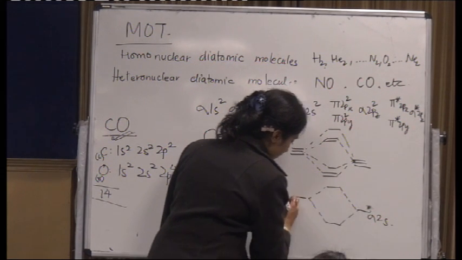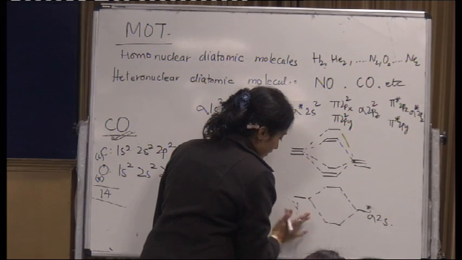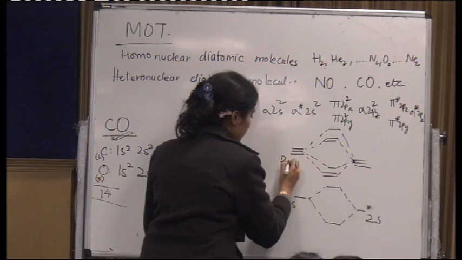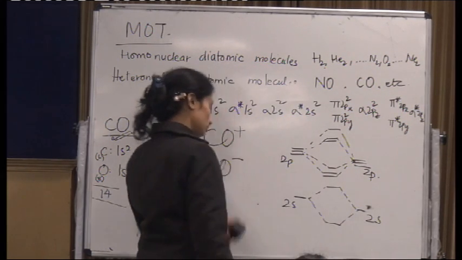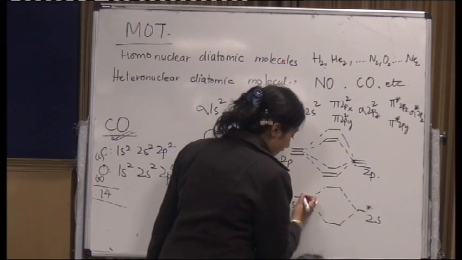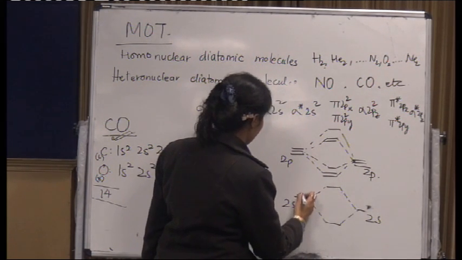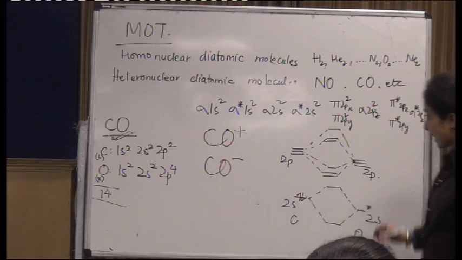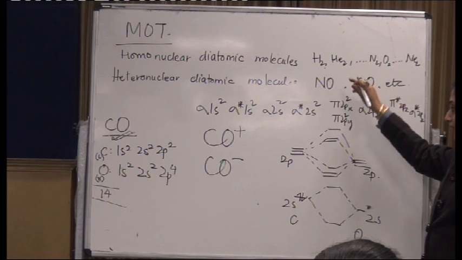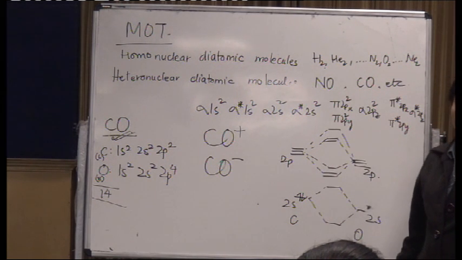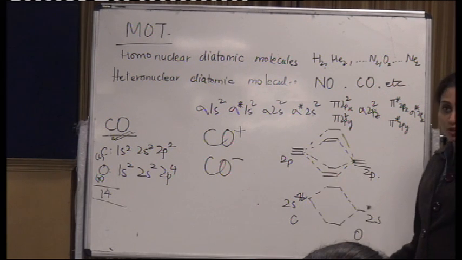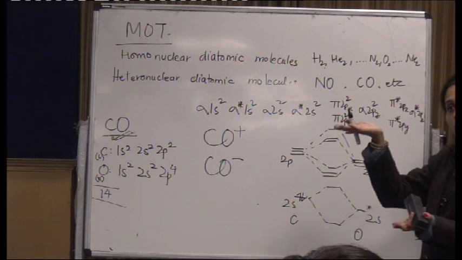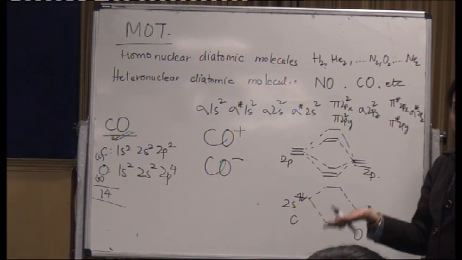Sigma 2s, sorry, 2s and 2s. I am drawing the molecular orbital diagram for this. So you have 2s, and see now your carbon I can show here, oxygen I can show here. Can you check out the difference? In homonuclear diatomic cases, your molecular orbital diagram was symmetric about the central line which was drawn. In case of heteronuclear diatomic, it will be a little non-symmetrical because your more electronegative element is lying lower in energy.